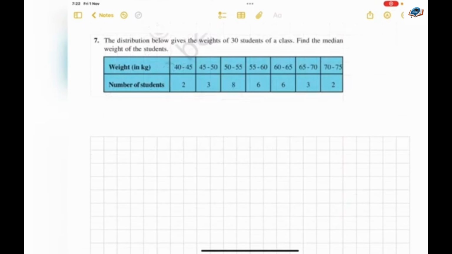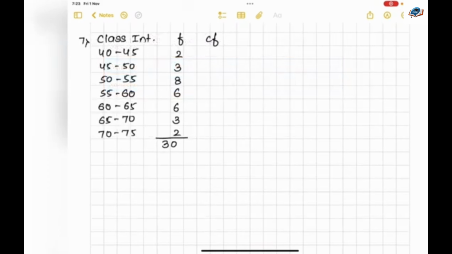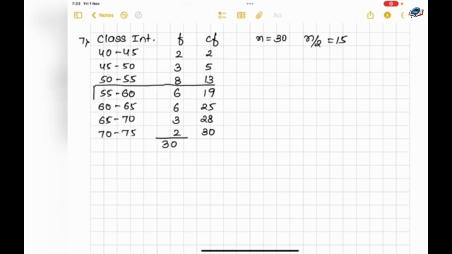Now the seventh question says the distribution below gives the weight of 30 students of a class. Find the median weight. The table is given to me, so I will need to find CF first. So 2, 5 plus 8 will be 13, then 19, 19 plus 6 is 25, 25 plus 3 is 28, 28 plus 2 is 30. So now N is 30, so N by 2 will be equal to 15. So the 15th observation will be in this median class.